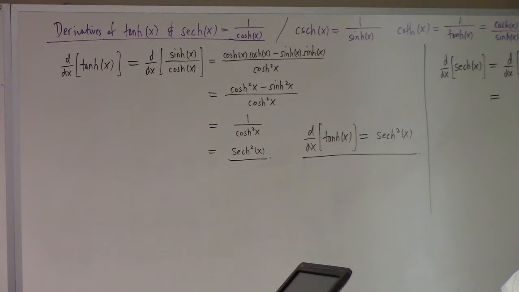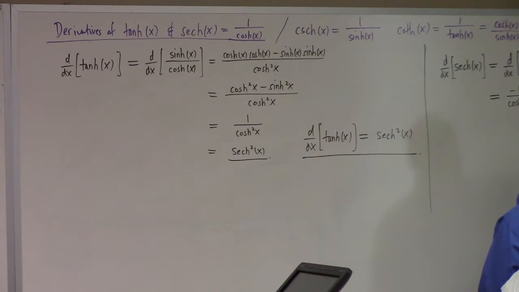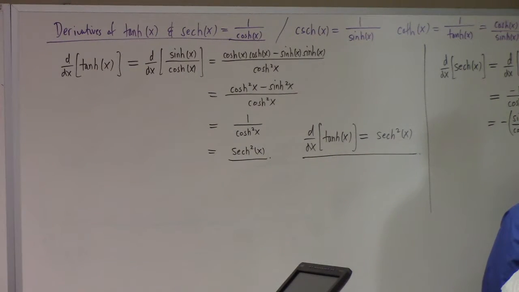Okay, so this is the reciprocal function, right? The derivative of 1 over u is minus 1 over u squared times du/dx. So this is minus 1 over cosh squared of x times the derivative of cosh x, which is sinh x. So we've got minus sinh over cosh times 1 over cosh, which is minus hyperbolic tangent of x times hyperbolic secant of x.